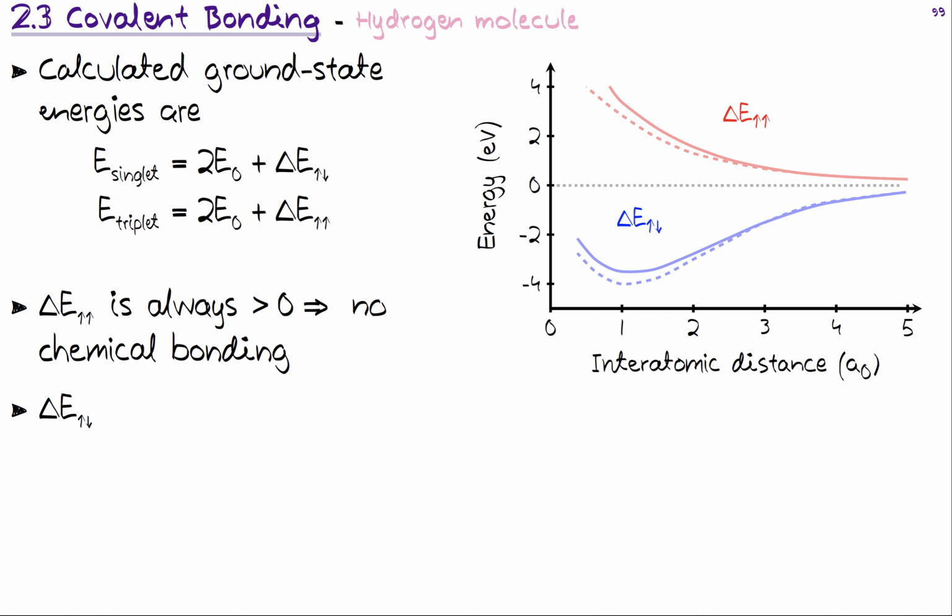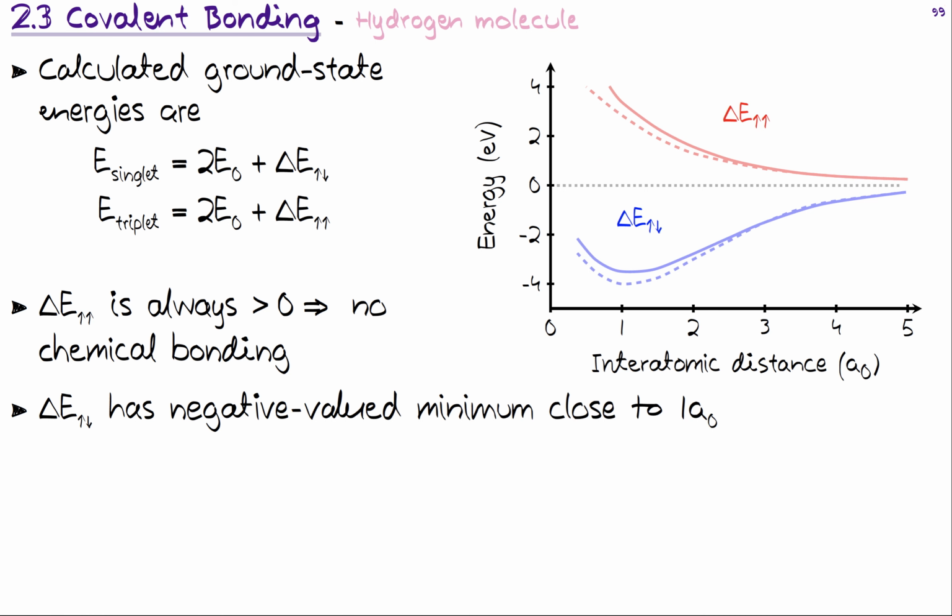But when the spins are different, we have this bonding state, and this delta E spin up, spin down is negative valued, and it has a minimum close to the case where the interatomic distance A naught is unity, because we have normalized this value. And this is where we have the bonding state. So this is in the picture where we have the minimum of this term, somewhere nearby here. And this is then that the total energy is being minimized, and that's the reason why we have this kind of potential curve for the energy.